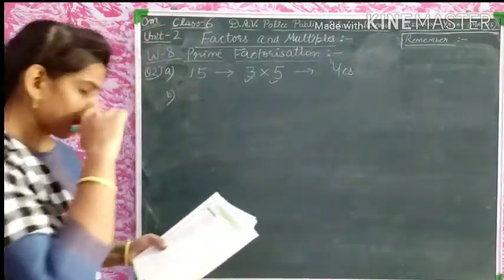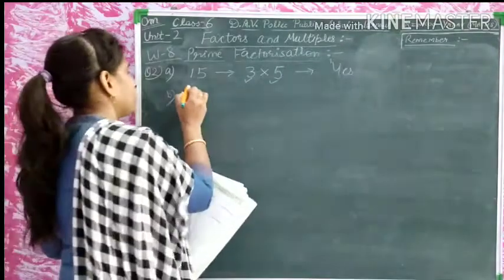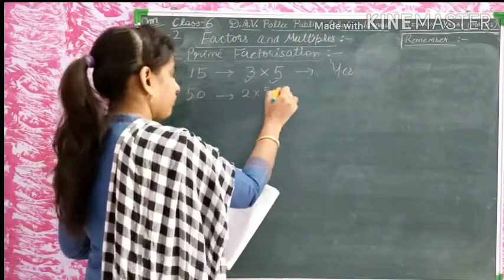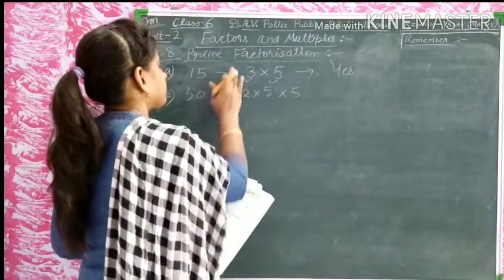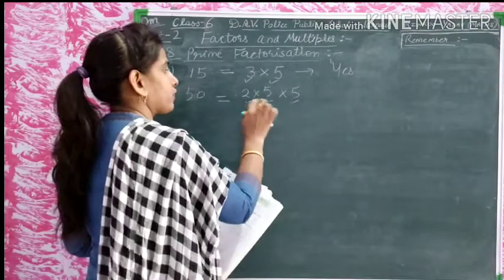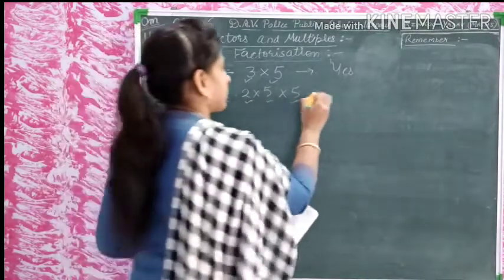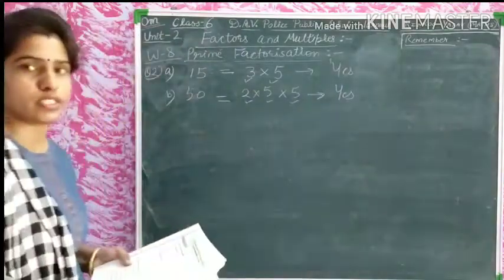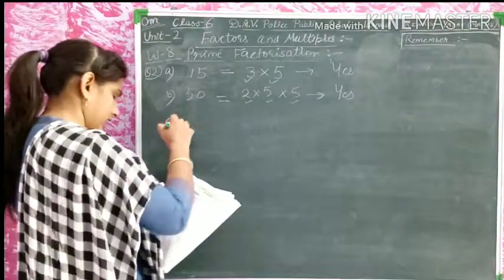Now part B. In part B, prime factorization of 50. 2 into 5 into 5. Is it possible? Yes. These are the prime factors. 2 5s are 10, 5 10s are 50. It means yes. These are the prime factorization. Possible prime factorization.